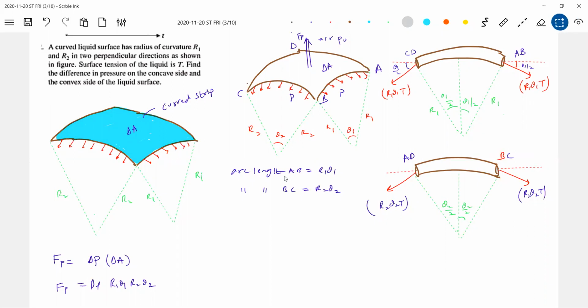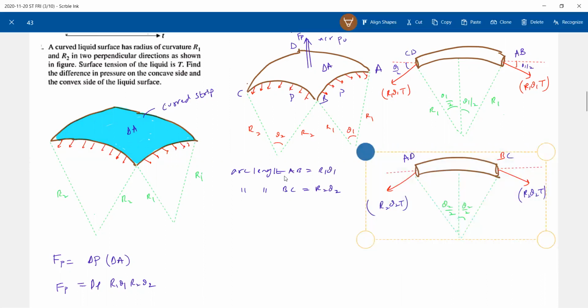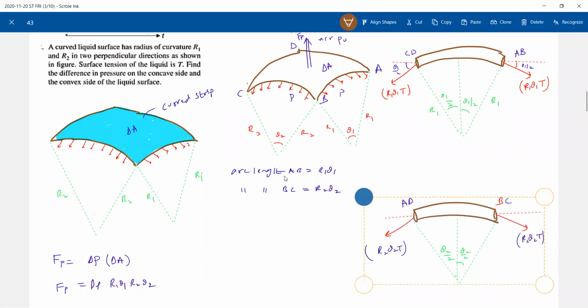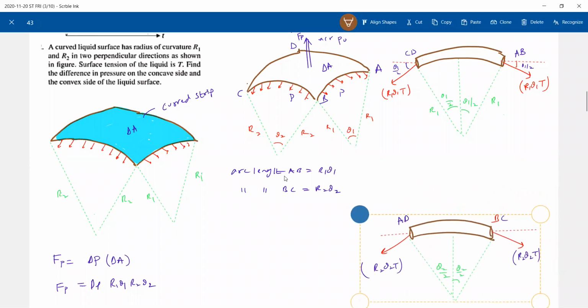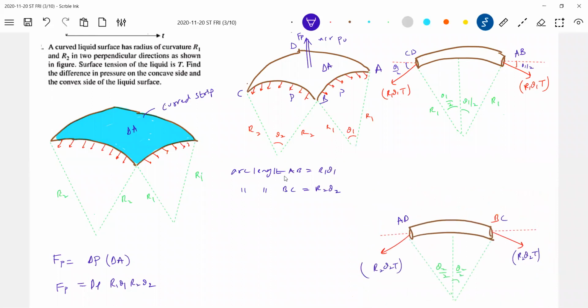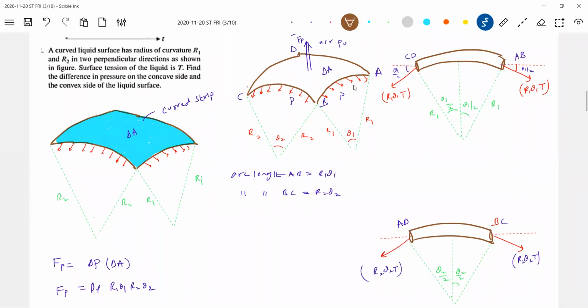Nobody is understanding. If you say yes, I'll proceed further. Okay, still many are not. So, what you can write here? Net force due to surface tension.